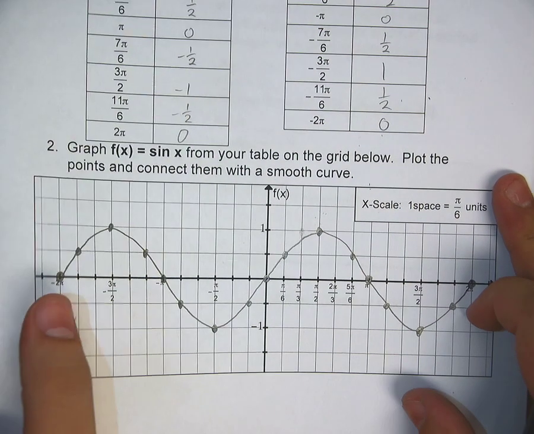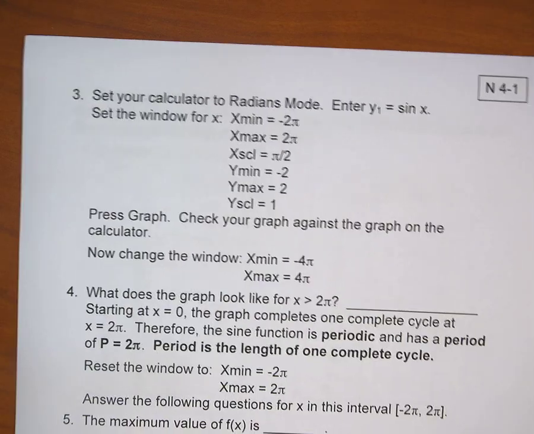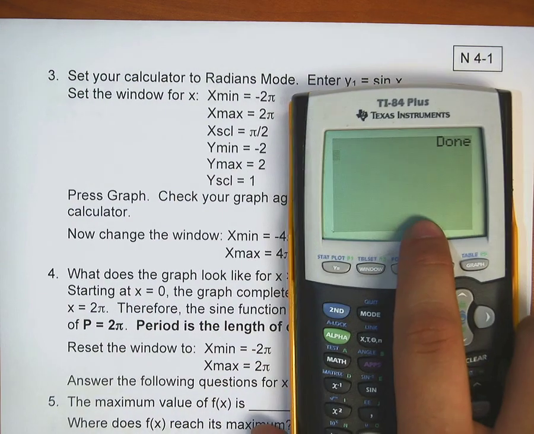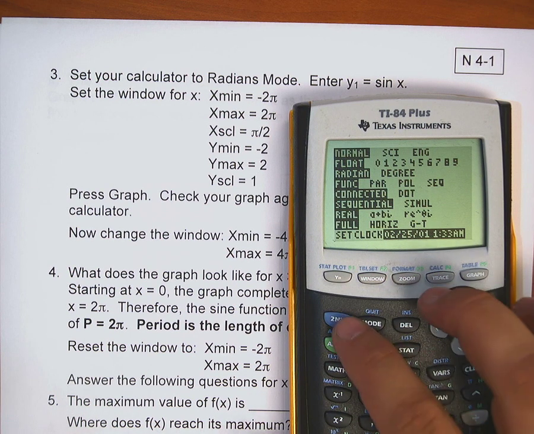Now, I actually detached this page, but I'm going to go to the next page, and I'm going to show you how to do this with a calculator. So I'm going to have my calculator handy. If you want to pause it real quick and get your calculator, you can. I've got my calculator. I'm going to make sure it's in radians mode, which it is.